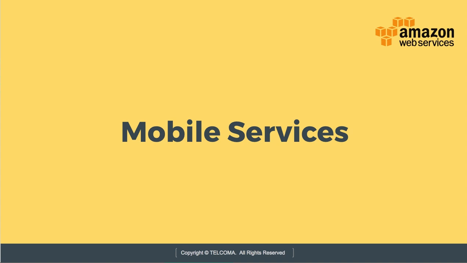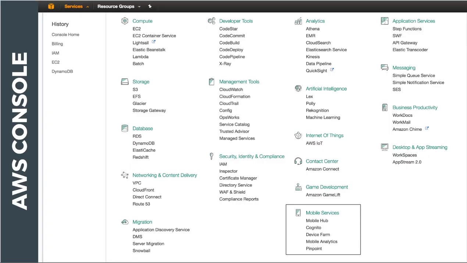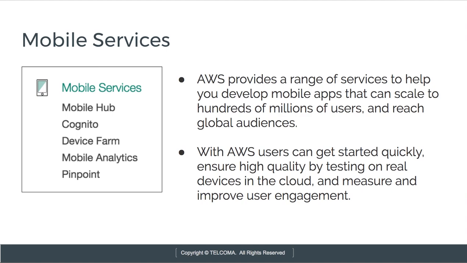So today in this class we are going to discuss about mobile services provided by AWS. In AWS Management Console we have mobile services. Under mobile services we have Mobile Hub, Cognito, Device Farm, Mobile Analytics and Pinpoint. So today in our class we are going to discuss about these services. Now let's discuss about mobile services.